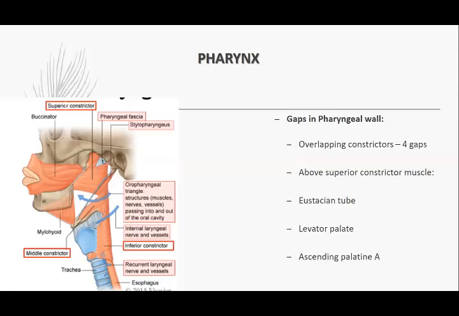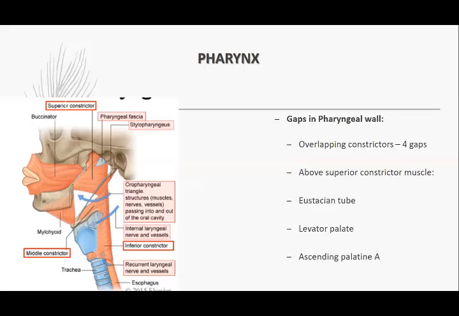अब जहाँ ये overlapping है, वहाँ पे gaps हैं. You have a gap between the upper border of superior constrictor and the lower border of the basilar occiput. This gap is bridged by pharyngobasilar fascia. ठीक है? इस गैप में से स्ट्रक्चर्स पास करते हैं. कौन से स्ट्रक्चर्स पास करते हैं?